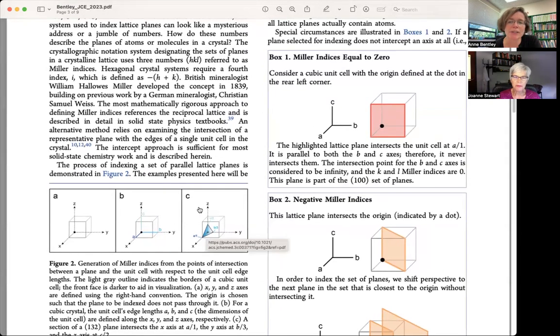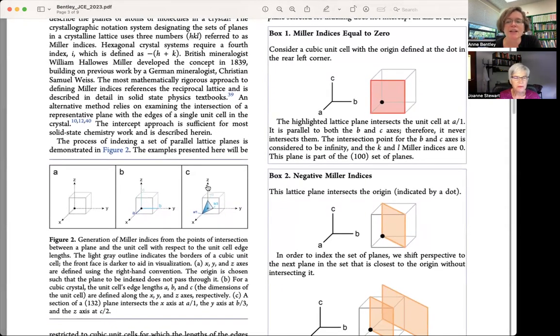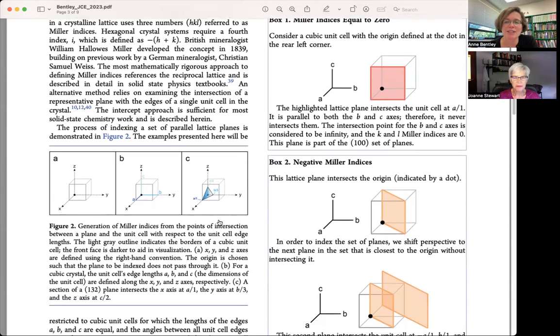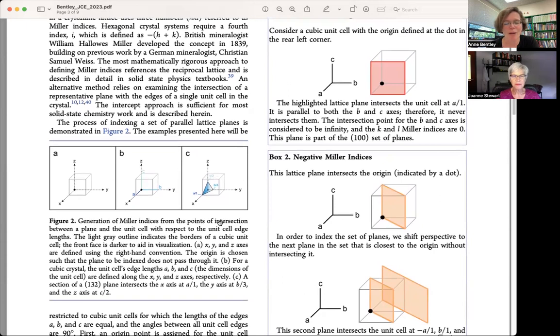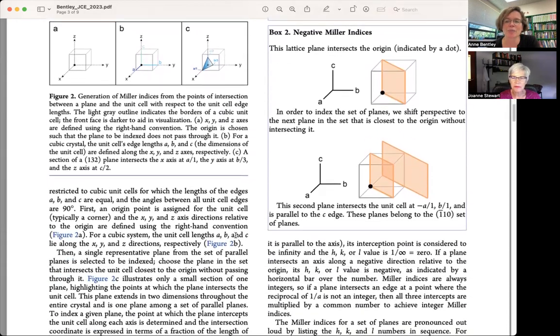A little small example here that's hard to read in figure 2C shows intersections at A over 1, B over 2, and C over 3, which leads to a 1, 2, 3 naming system. So if people have always seen these little addresses and not understood what they mean, the article gets into a lot of detail about that.